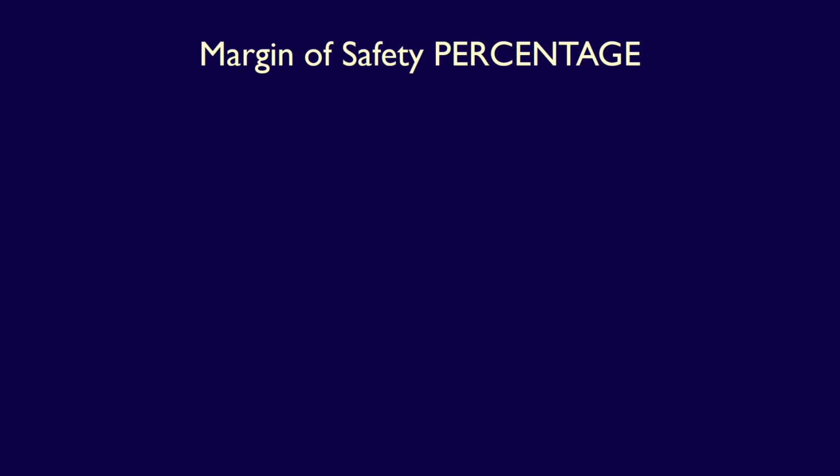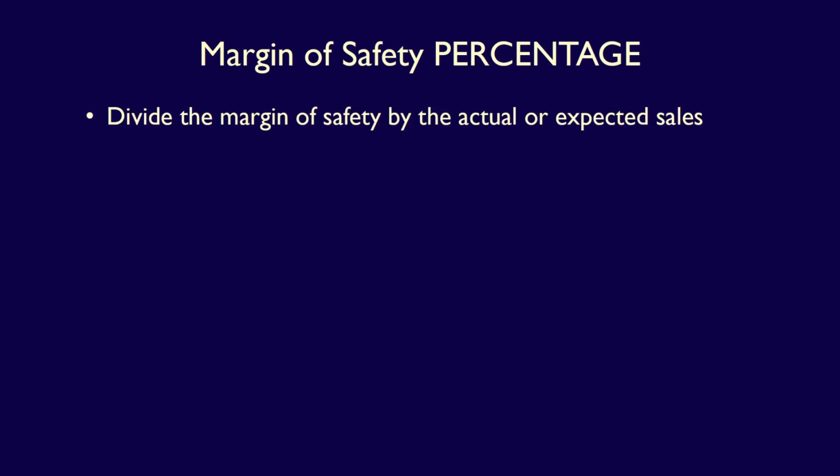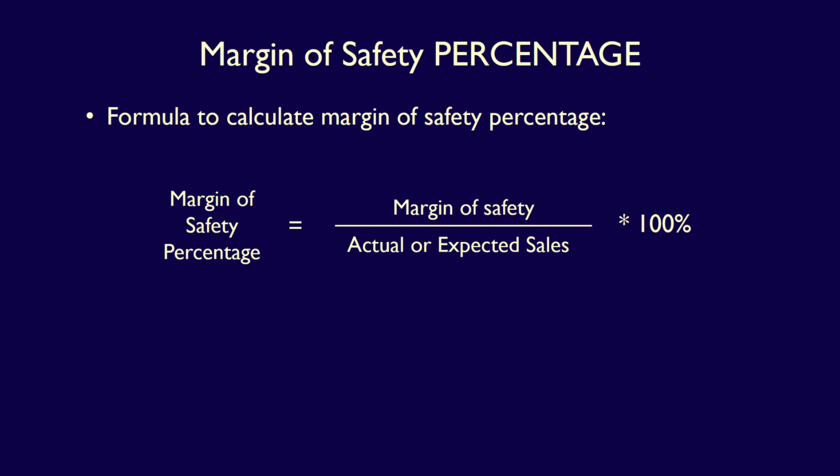The percentage would tell them by what percentage sales have to fall before the organization suffers a loss. This is done by simply dividing the margin of safety, either in units or sales revenue, by the actual or expected sales, again, either in units or sales revenue. The formula is as follows. Margin of safety percentage is equal to the margin of safety divided by the actual or expected sales multiplied by 100%. Again, we can use units or sales revenue.